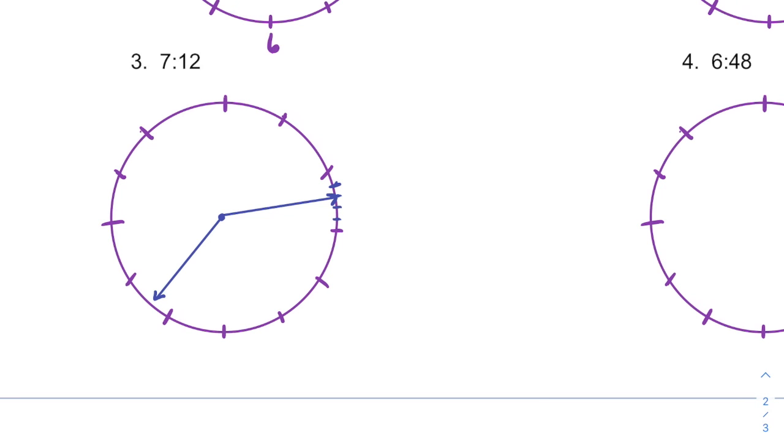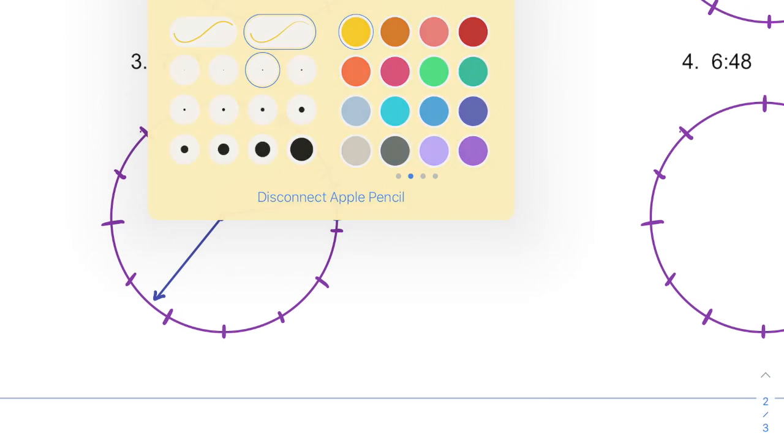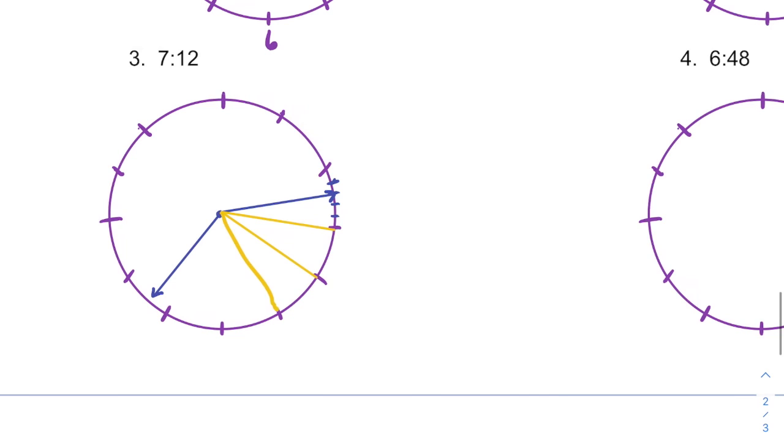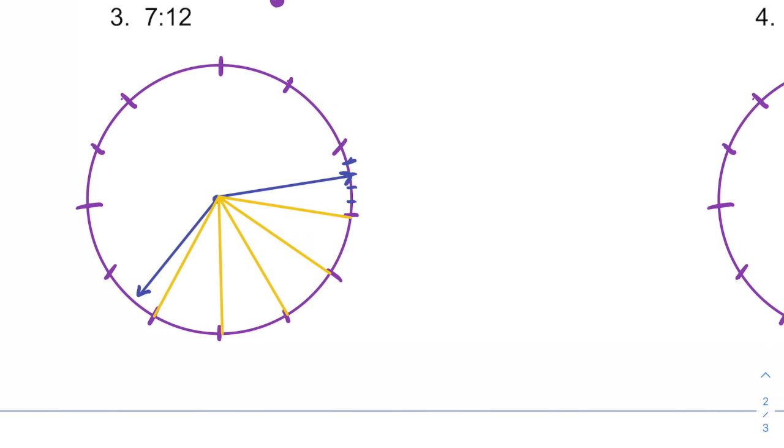So the first thing that I want us to do is still connect from the middle to every hour tick mark that is between our hands. So right here, here, and here. Now, what we're going to do is look here and figure out how many full sections we have between purple hour marks.